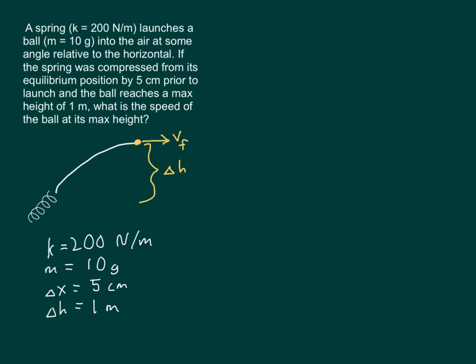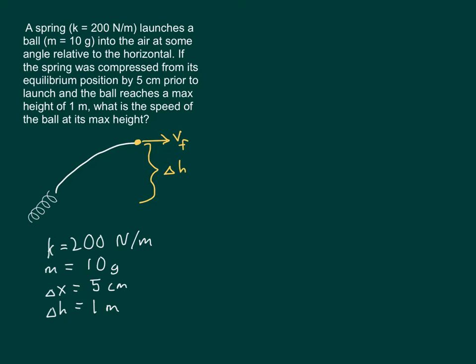In this problem, we have a spring that launches a ball into the air at some angle, and we're given a few parameters, and we are asked to calculate the speed of the ball at its maximum height. If we're going to solve this using energy conservation, the first step should be to write down an energy conservation equation. So why don't you go ahead and pause the video and figure out which terms to include in your energy conservation equation, and we will compare results when you unpause the video.